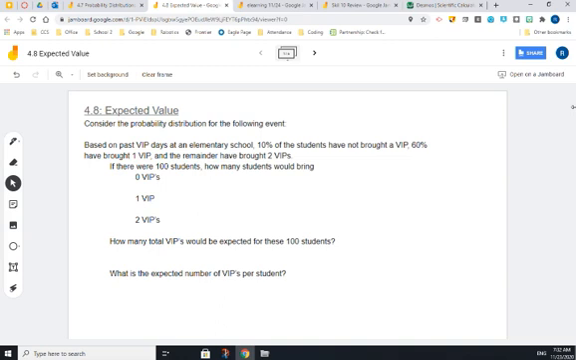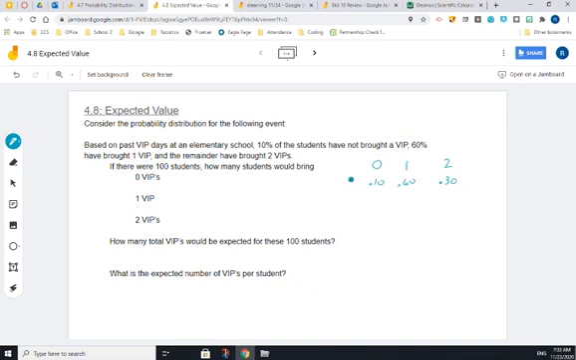Okay, so if we were going to make a probability distribution out of this, we would have three different possible outcomes. We have the outcome that they brought nobody for VIP day, they brought one person, and that they brought two people. And so the probability that they brought nobody was 10%, so that would be 0.1. Probability that they brought one person was 60%, and the probability that they brought two VIPs, remember this has to add up to be 1, and so 1 minus 0.6 minus 0.1 gives us 0.3. Okay, so that's the likelihood of each one of those outcomes.